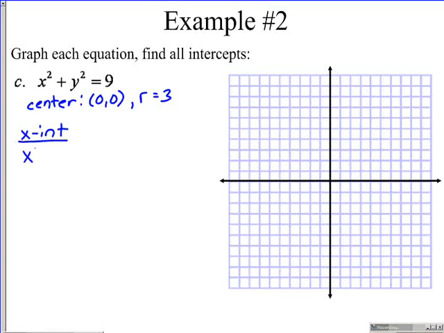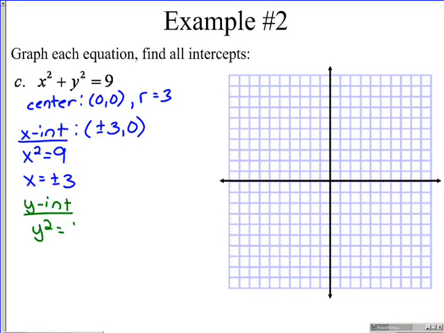X-intercept, I put in 0 for y. We're left with x squared equals 9. Take the square root. We see we have two x-intercepts, plus or minus 3 and 0. Y-intercept, plug in 0 for x, and we're left with y squared equals 9. Take the square root. We get plus or minus 3. And now put a point at each one of those intercepts. 3, 0, 0, 3, negative 3, 0, 0, negative 3. Connect those points as best you can with a circle.